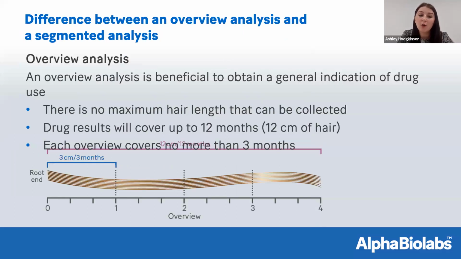So we'll start looking at an overview. An overview analysis is a much broader time frame. So instead of looking at every month individually, so each centimeter of hair by itself, we're going to look at a wider time frame, and that's up to 3 months. So each overview covers up to 3 months as a whole. This type of analysis is beneficial for if you are aware of the likelihood of your client's result.